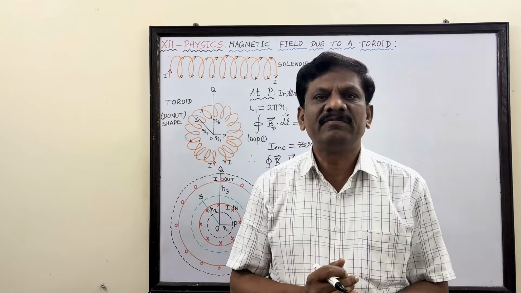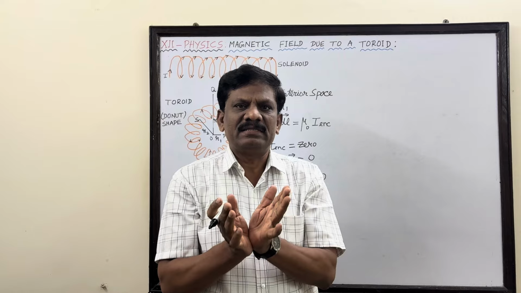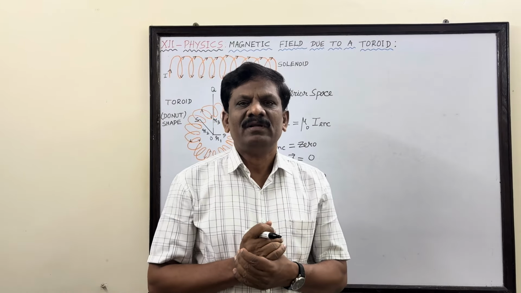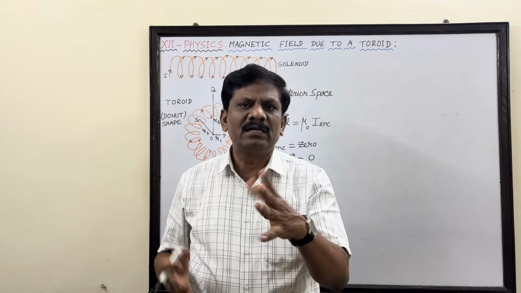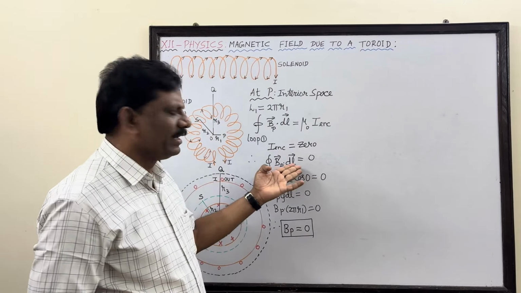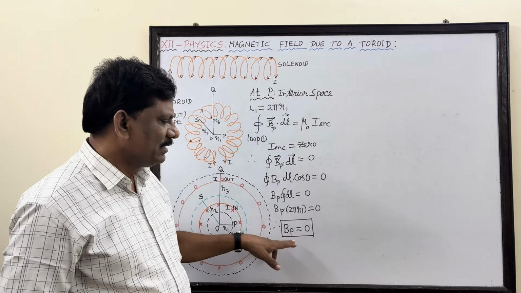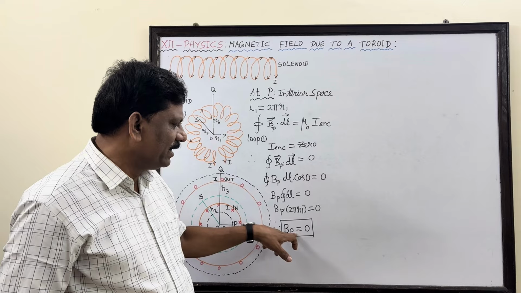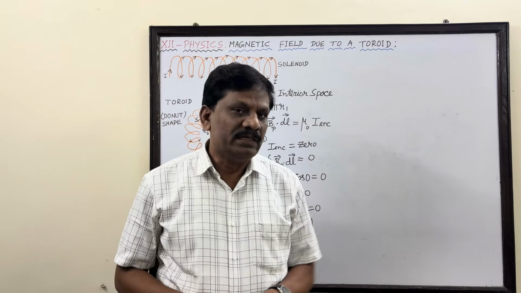Have you all understood first of all? So point P is taken inside the interior space where there is no current flow. So the Amperean loop passing through the point P does not enclose any current. So the right hand side is equal to 0. Here itself we can close the derivation. Anyhow, we are extending this up to the last step, and we have proved that at point P the magnetic field is equal to 0.